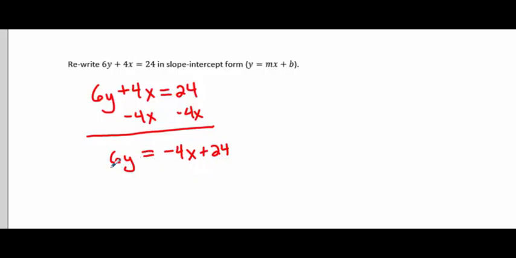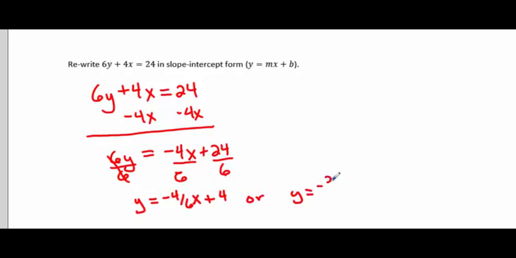What we'll do then here is we will divide by 6 everywhere. The 6's will cancel, and we would end up with negative 4/6 x plus 4. If you wanted to reduce the negative 4/6, you could say y is equal to negative 2/3 x plus 4. Okay, please stay tuned for a question to follow this example.